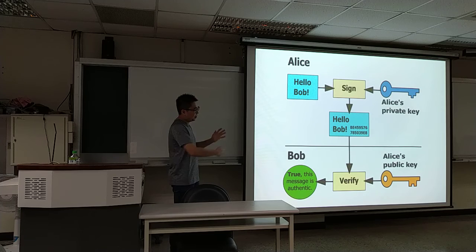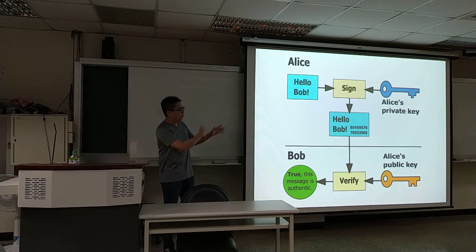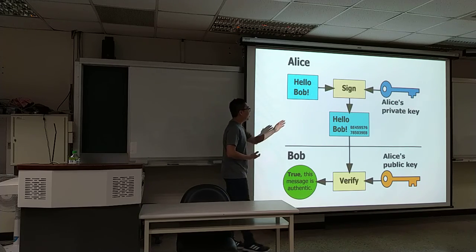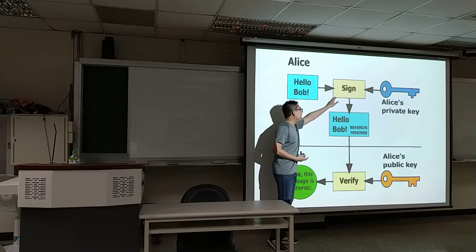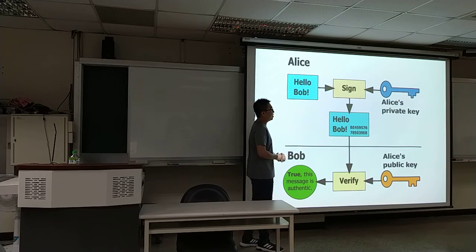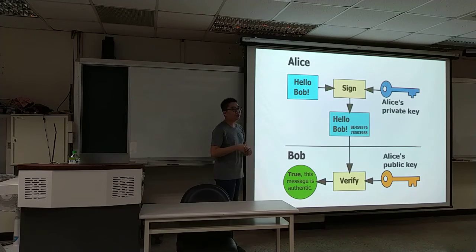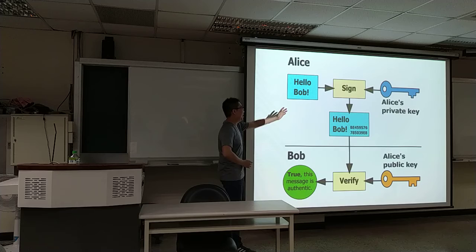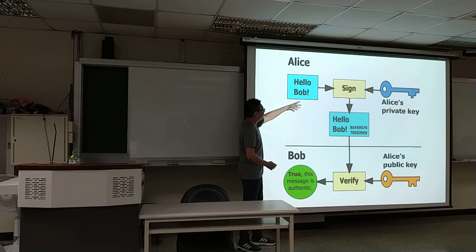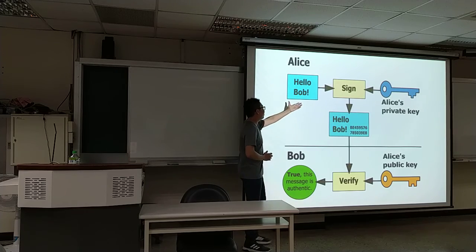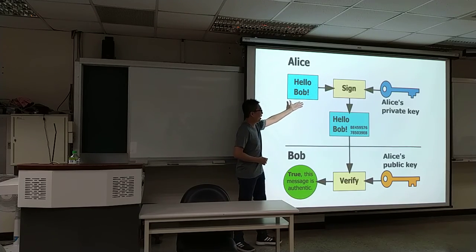And here is just a brief diagram showing what it means for something to be digitally signed. Here we have a yellow box. This yellow box is the signing function. When anyone wants to sign a message, maybe "hello Bob", any message, we can view it as a bit string. Anyway, we can view it as a number or a bit string.